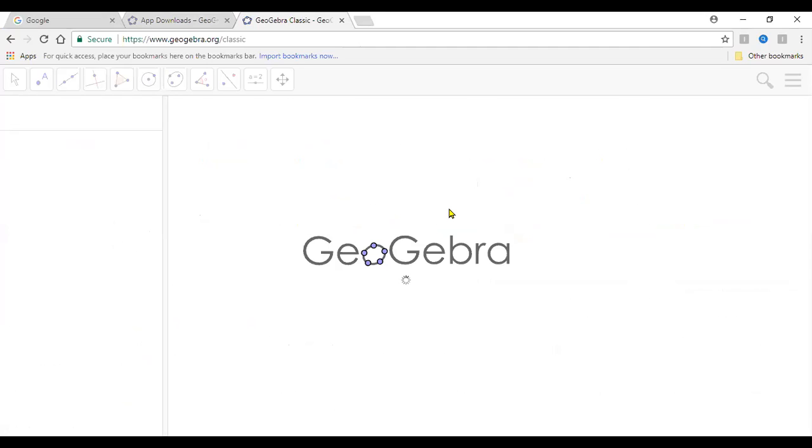Let me just go to the graph. Here I am opening the GeoGebra software. It is very interesting, and it is very advanced mathematics-related software. Let me open the software here. It is loading.